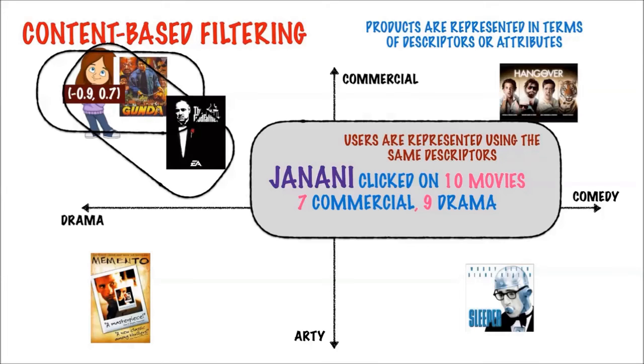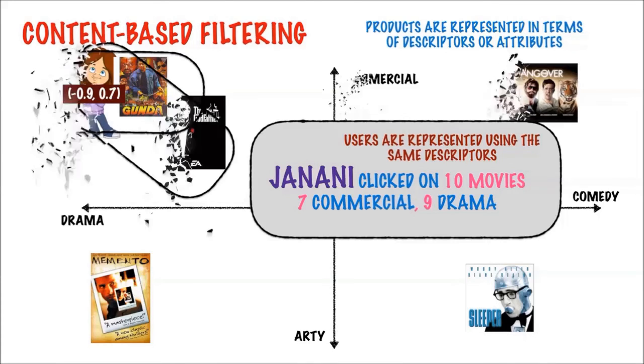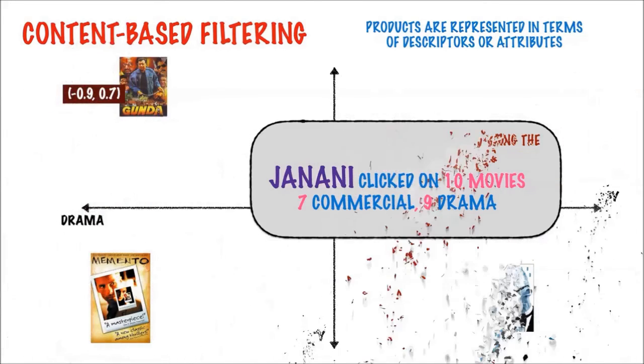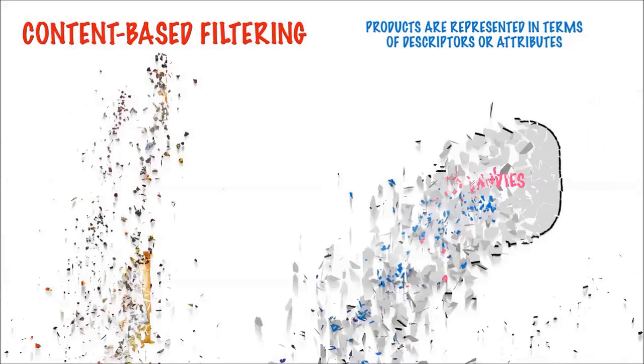This is exactly how content-based filtering usually works. Identify factors which help you decide whether you like a product or not. Map all the products onto those factors, map all the users onto those factors, and then find the nearest or most similar products to a user's profile.